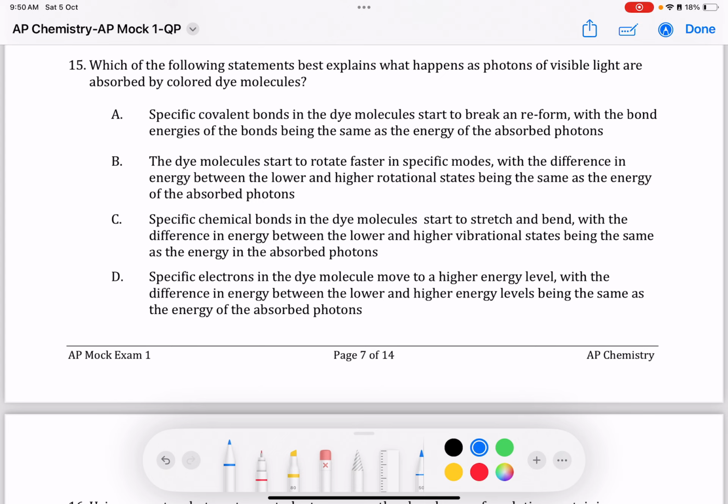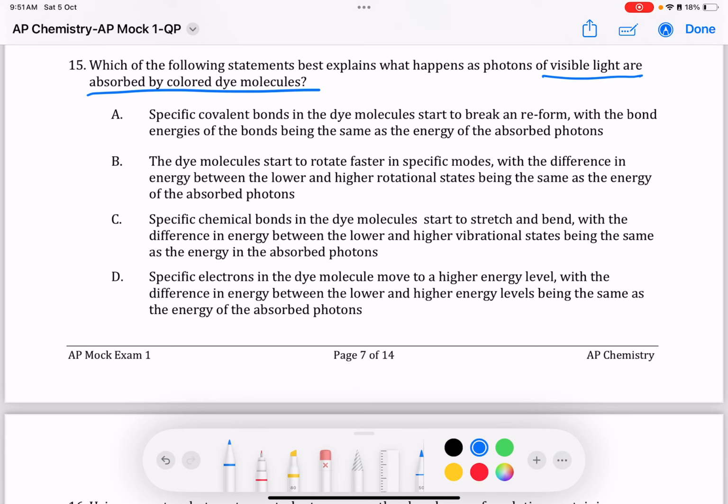Question 15. Which of the following statements best explains what happens as photons of visible light are absorbed by a colored dye molecule? Okay. Every solution has a color, and there is a certain wavelength at which there will be maximum absorbance. So let's read the choices and eliminate the wrong answers.